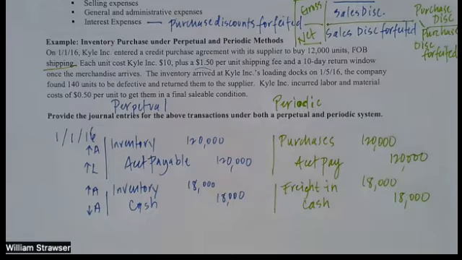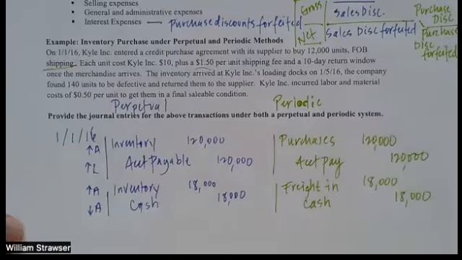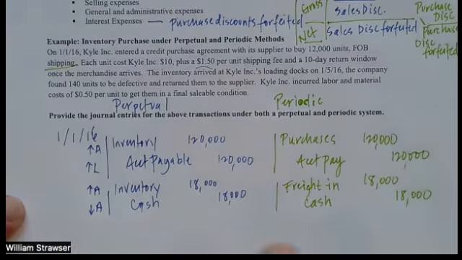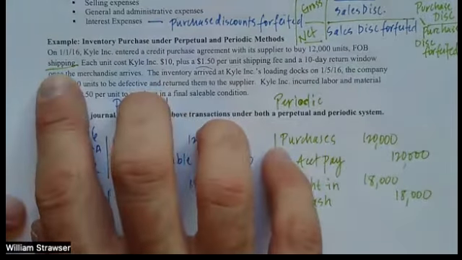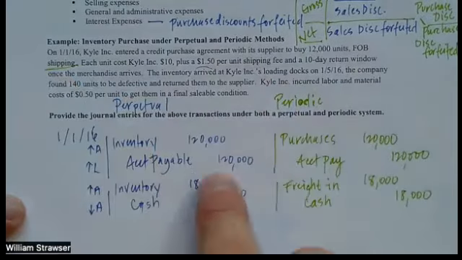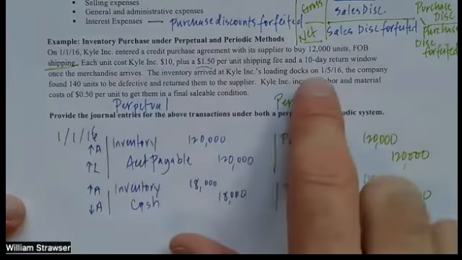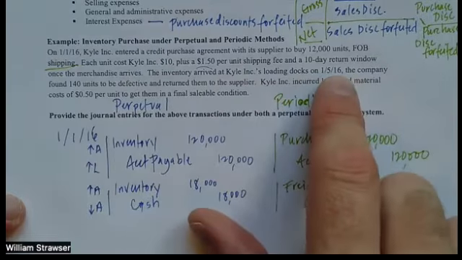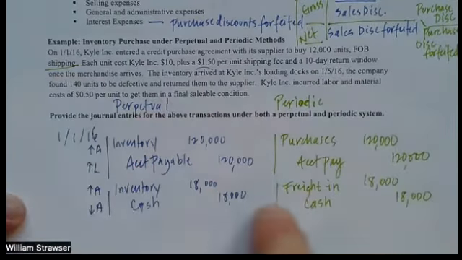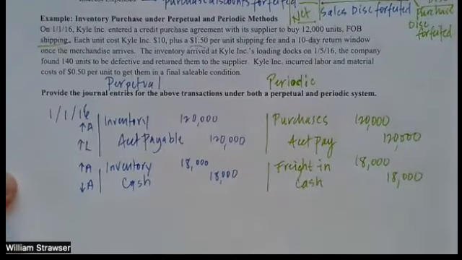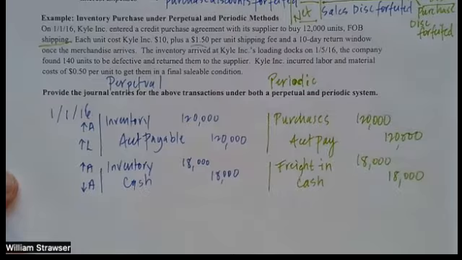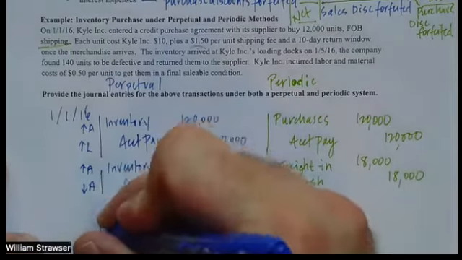So then it arrives on 1/5. They find some defective stuff. And if it had been shipped FOB destination, we would record this purchase on 1/5 when it arrived, right? If it was FOB destination, but it was FOB shipping, so we record it when it ships. The 140 units are returned to the supplier. And so it's 140 times $10, which, oh, I didn't even need to do that, which would be 1,400.